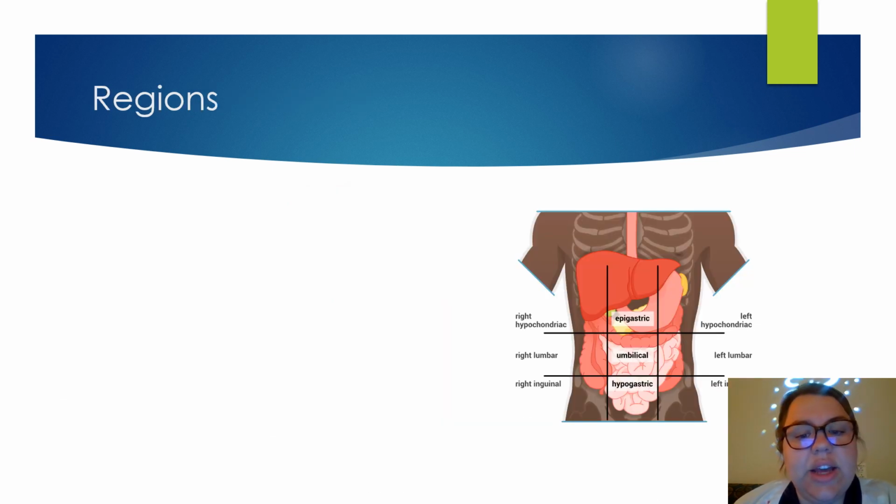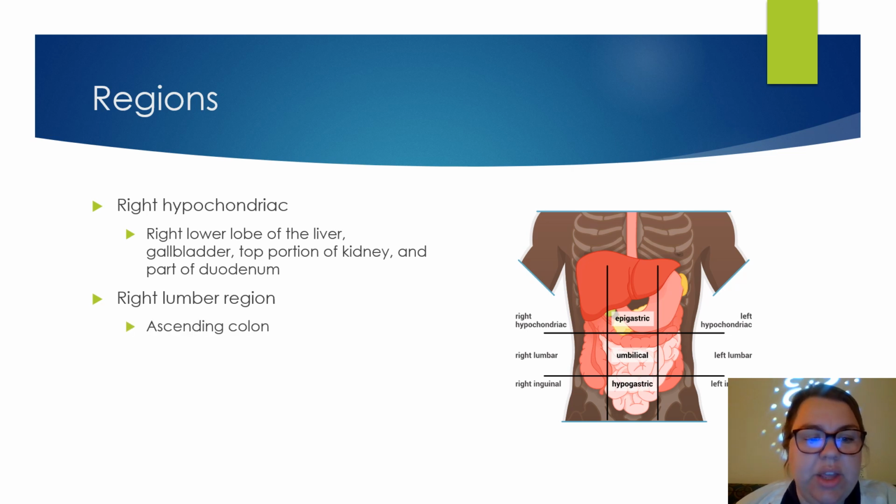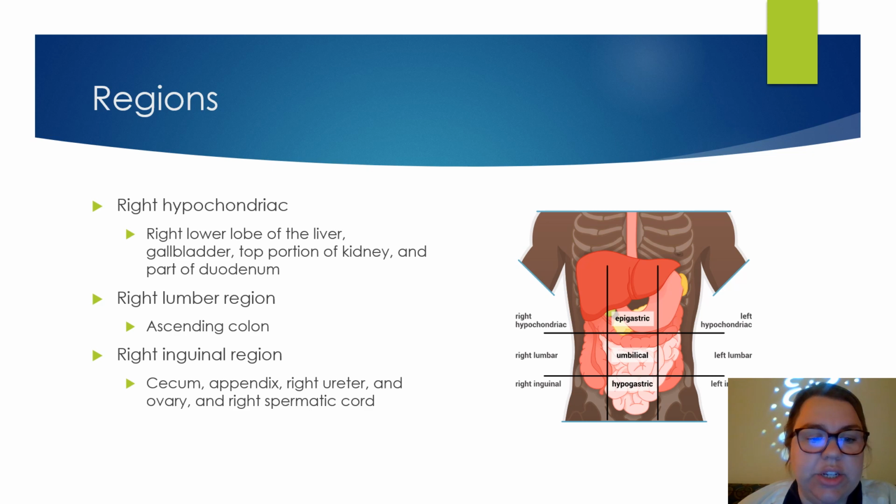So ATI also breaks up the regions a little bit more. There's the right hypochondriac, which has the right lower lobe of the liver, gallbladder, the top portion of the kidney, and part of the duodenum. The right lumbar, right underneath it, has the ascending colon. The right inguinal region has the cecum, the appendix, the right ureter, ovary, and the right spermatic cord.